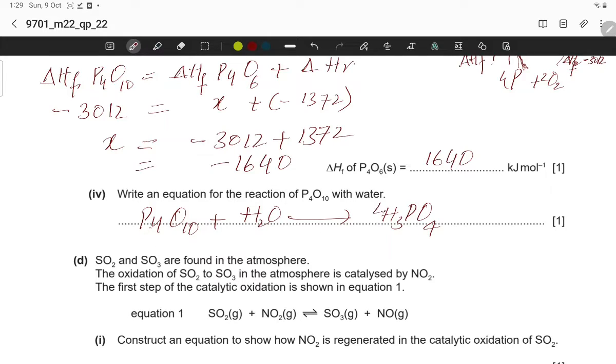This is 4, to balance it is 4 H3PO4. 4 3s are 12, and 4 fours are 16.